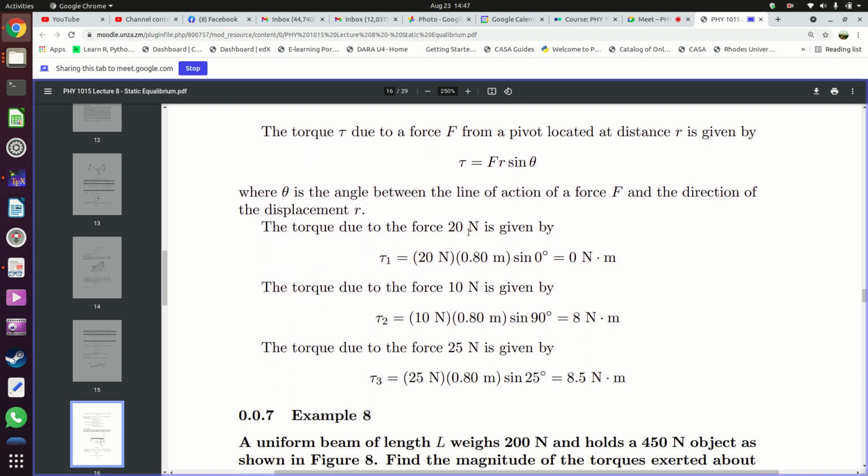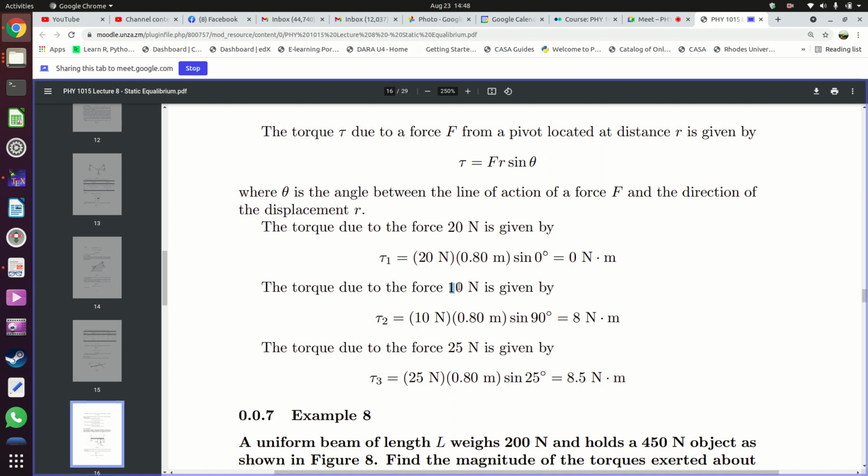So for the first force, the 20 Newton force, it's going to be the force you're applying times the distance from the pivot to where the force is being applied, which is 0.8, then multiplied by sine of the angle. The angle is 0 degrees or 180 degrees, so you end up with 0 Newton meter. So that's how much torque is produced, nothing. The reason is that the line of action of the force passes through the pivot.